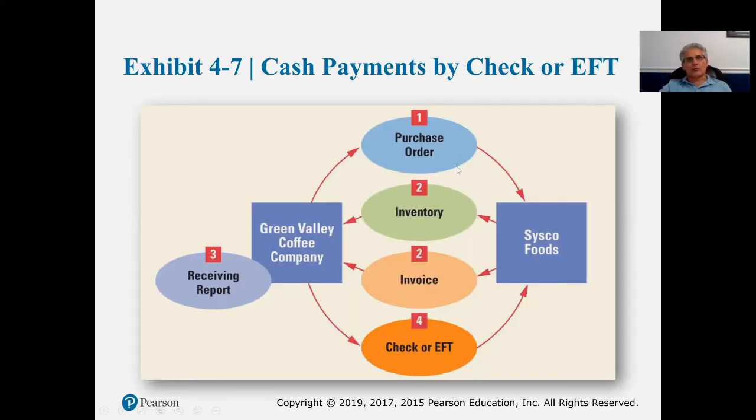Another visual here to show you how it would all work. We have Green Valley Coffee Company and Cisco Foods.